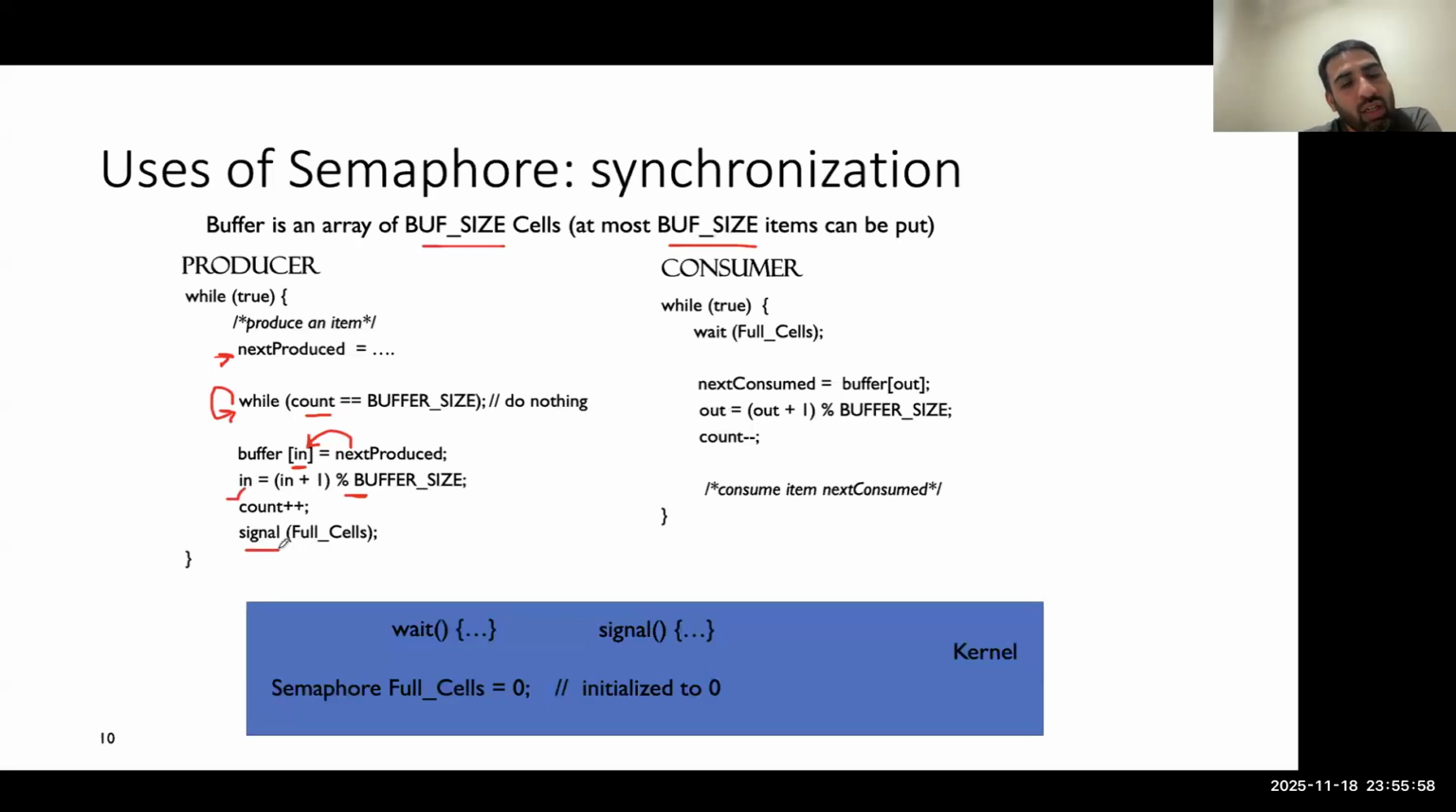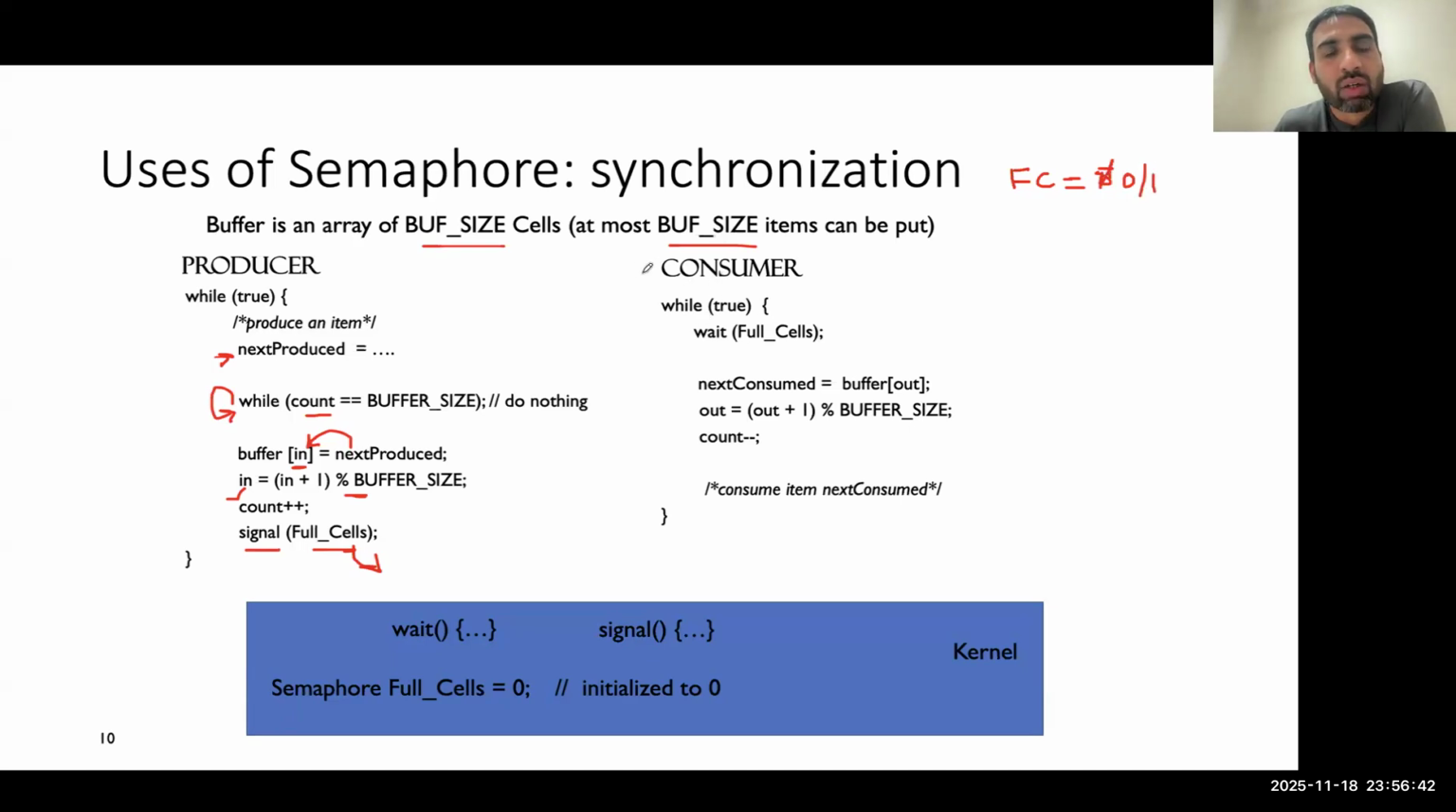And at the end, you signal the full cells. Full cells is actually a semaphore, right? Let's say I am writing FC for full cells. If the size of the buffer is 5, we initialize the semaphore integer value with the value of 0, right? So after putting an element, it will signal the semaphore, and now the value will become 1, right?